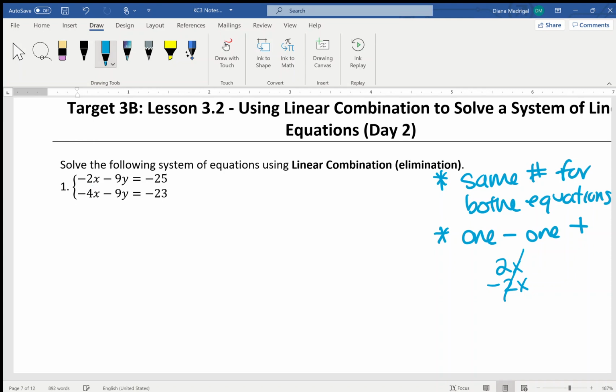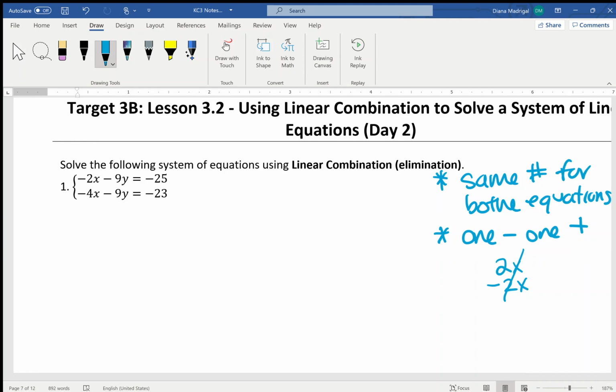All right, let's move on to the y. I have negative 9 and negative 9. I do notice I have the same number. However, one is negative and the other one is also negative. I need to make one positive. You can work with whatever equation you want. Do you want to switch this 9 to a positive? Go ahead. Or do you want to switch the bottom one to a positive? Go ahead. We only need one of them to be positive.